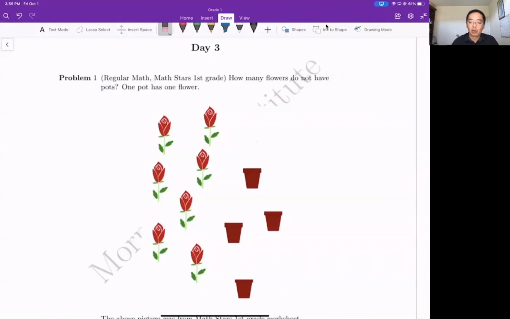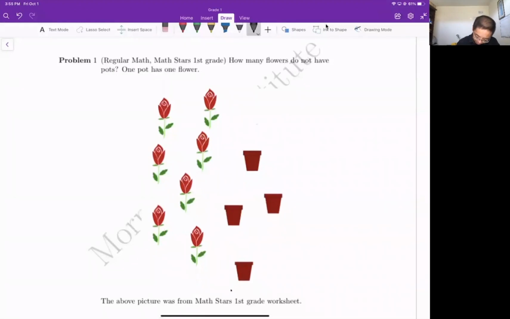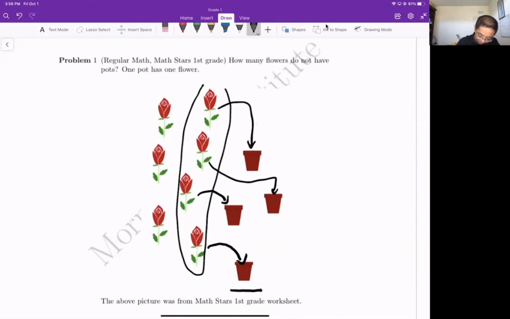Day 3, question number 1. Here we have a number of pots and a number of flowers. And the question asks, how many flowers do not have pots? 1 flower is for 1 pot. Now, you see we have 4 pots, right? Because 1 flower is for 1 pot, then we have 4 flowers, and for each of them we can find 1 pot. So 4 flowers have pots. And then the remaining 3 flowers do not have pots. So the answer is 3.